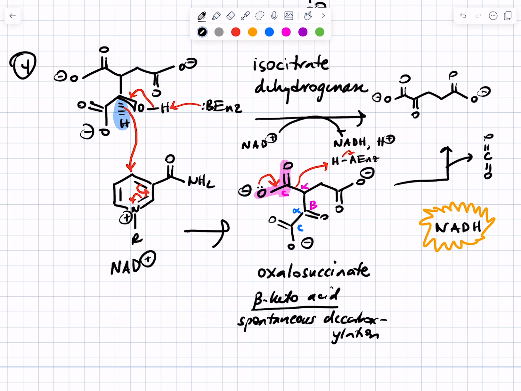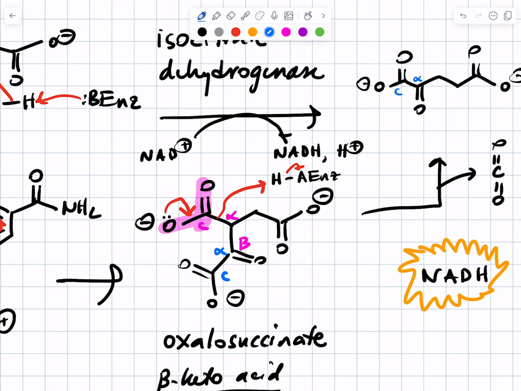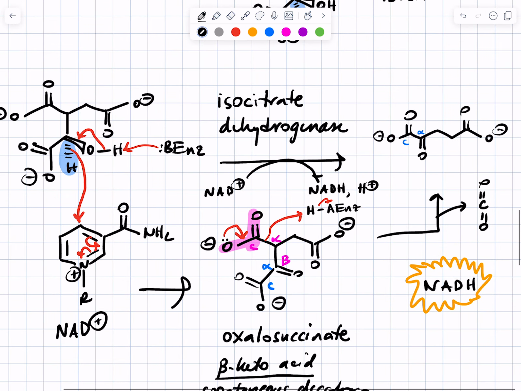A 5-carbon chain, carboxylates on either end, and a ketone at the alpha carbon. So this molecule is called alpha keto glutarate. Glutarate is a name for a 5-carbon diacid where the acids are on either end, and then the alpha keto tells you there's a ketone on the alpha carbon.